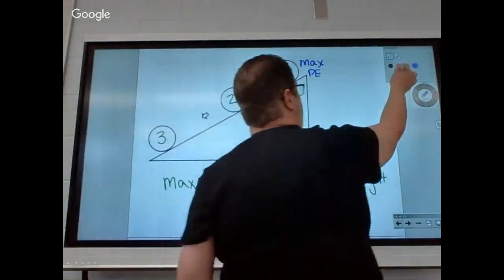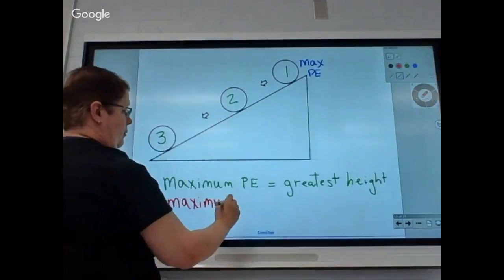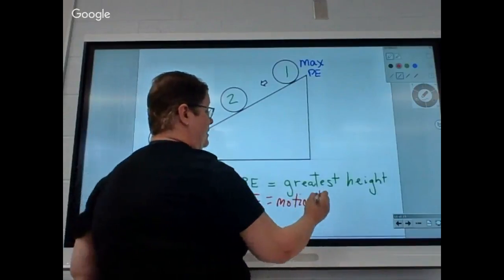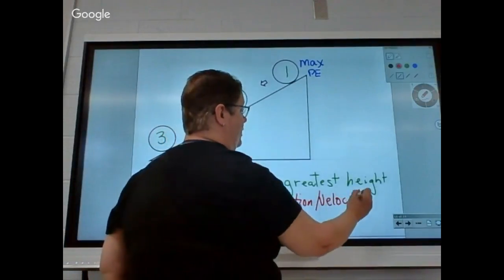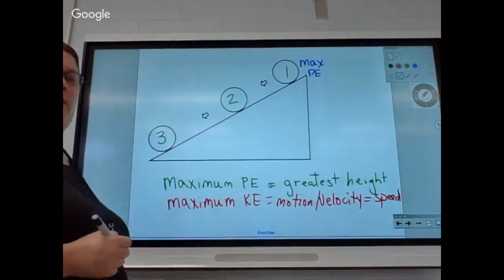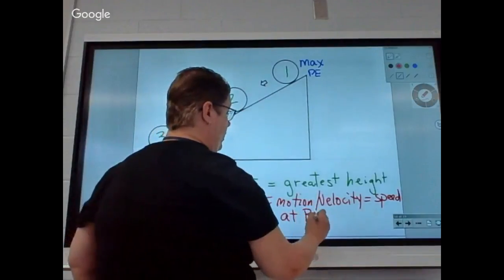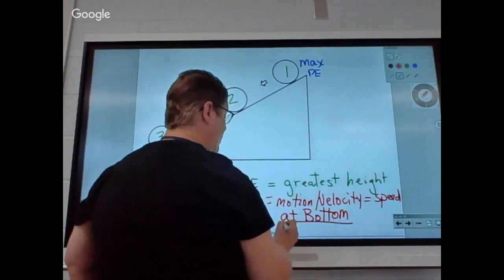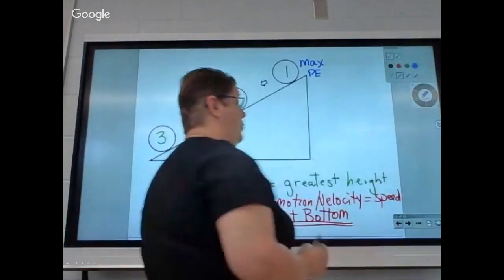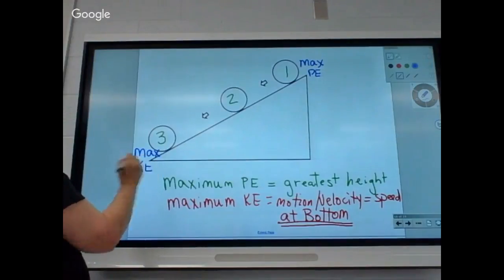Now, if we want to do maximum kinetic energy. Maximum kinetic energy is motion or velocity. Now, another word for velocity is speed. So where will the rolling ball have the greatest speed? Speed is always the greatest at the bottom. Never in the middle. It's always the greatest at the bottom. So the maximum kinetic energy is always going to be at the bottom or the lowest point. So the maximum kinetic energy will be here.